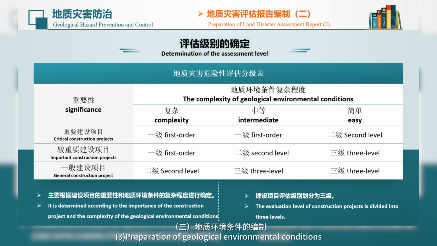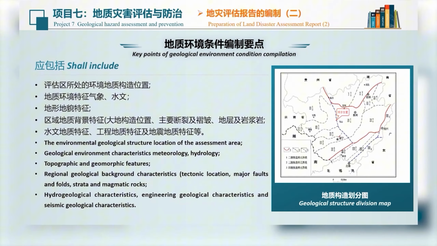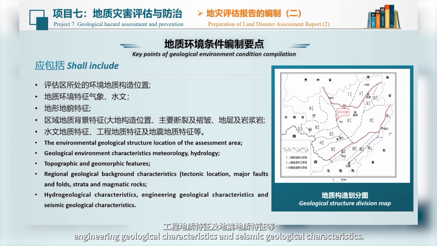3. Preparation of geological environmental conditions. It mainly includes: A. The environmental geological structure location of the assessment area. B. Geological environment characteristics, meteorology, hydrology. C. Topographic and geomorphic features. D. Regional geological background characteristics. E. Hydrogeological characteristics, engineering geological characteristics, and seismic geological characteristics.